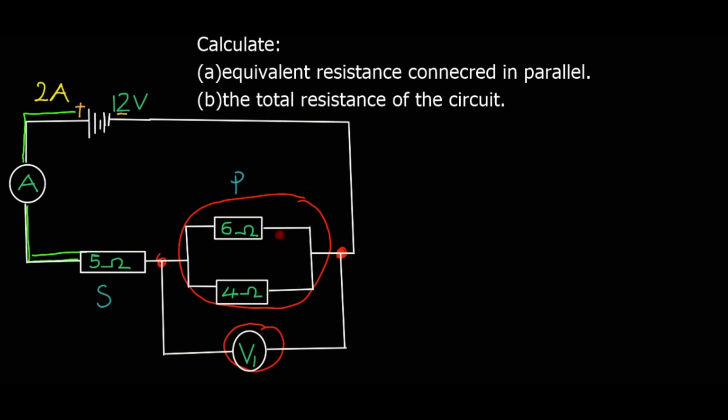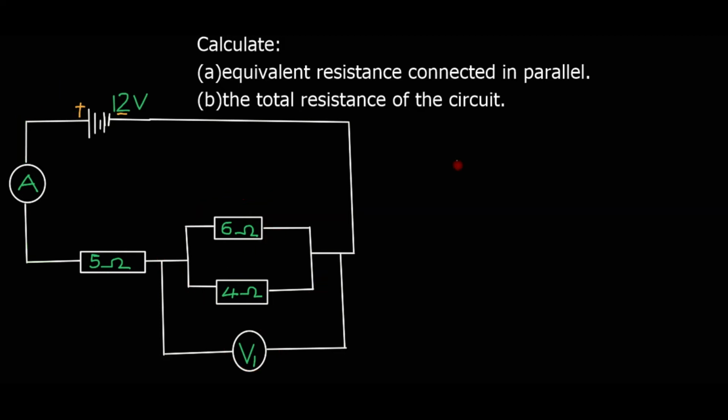Now let's look at our first question. Our first question is calculate the equivalent resistance connected in parallel. Equivalent resistance means total. So for equivalent resistance we want the total resistance of these two resistors connected in parallel. We have a formula for the resistors connected in parallel.